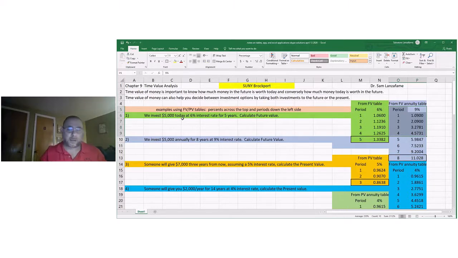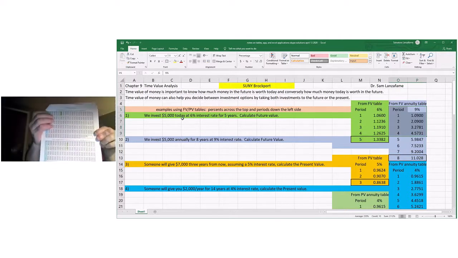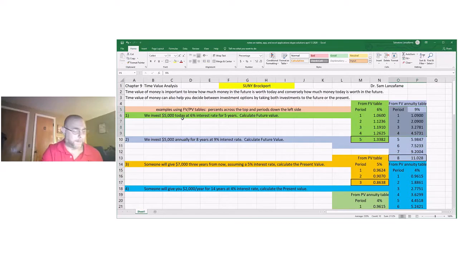So they kind of look like this. I probably can't see it too well, but hopefully you have the handout. And then there's two more tables, A3 and A4: present value of a single amount, and then present value of an annuity. So there's 4 tables that you gotta know how to use.